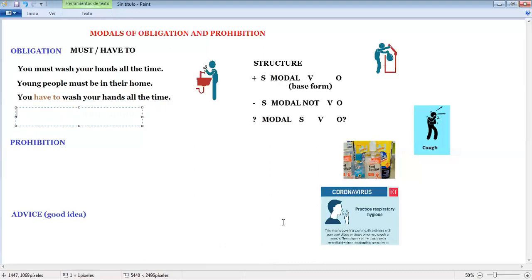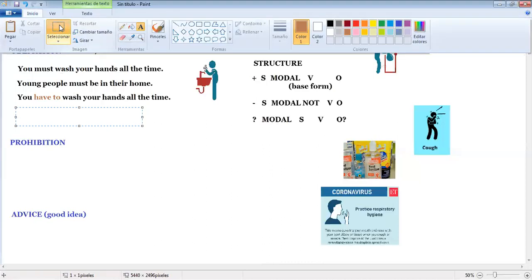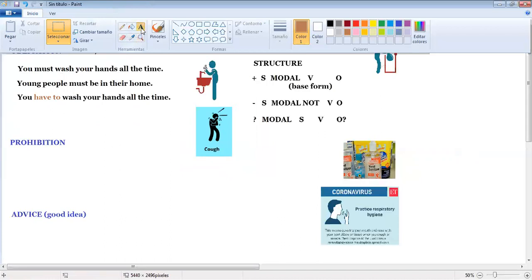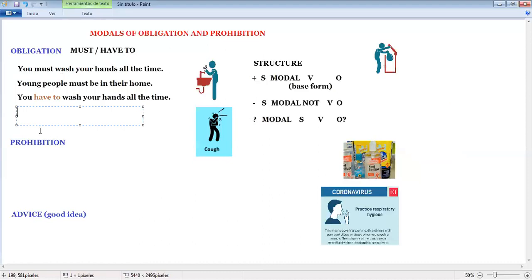Also, what can we say? I can use this picture right here. It's cough. So in this case, I can write a sentence. An obligation now is, for example, boys have to cough on their arm, right? Los chicos or chicas, boys or girls. In this case, it is an example. Boys have to cough on their arm. Ellos deben toser, estornudar en su brazo, no? Not on your hand. As you can see, these two express just an obligation.